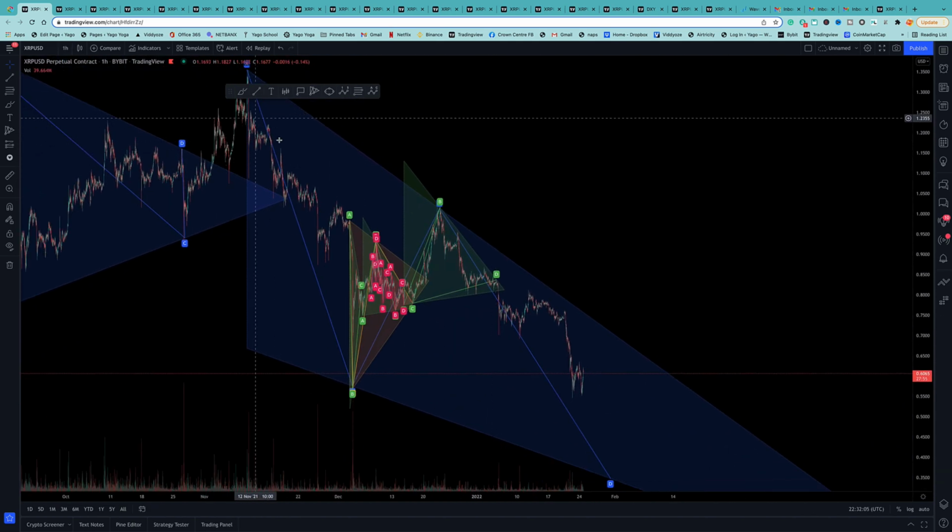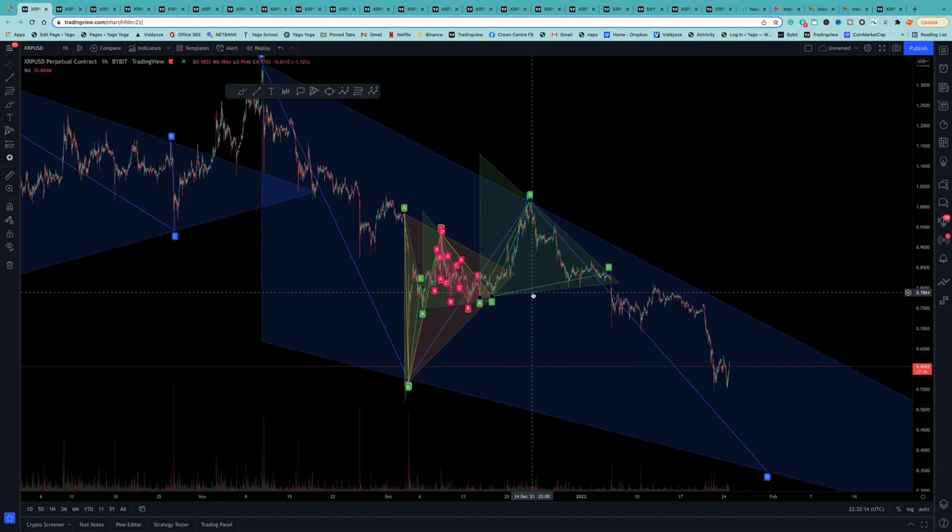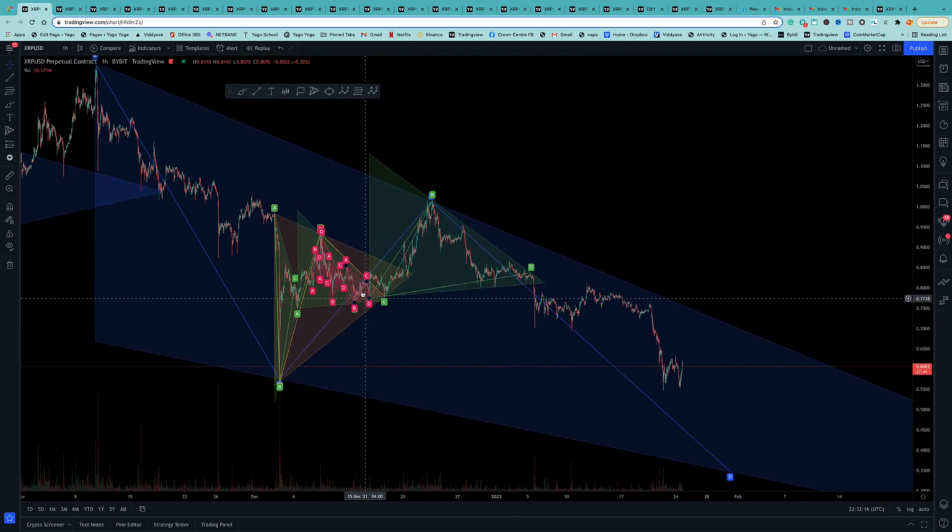When we look at the 4 hour, we've got this drop in. Look, and we have this wave up. Now we have this wave down. What is the 4 hour telling us? The 4 hour is telling us that we're going to have a wave up.